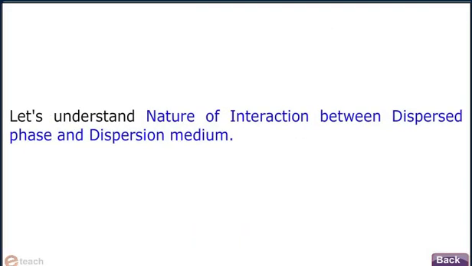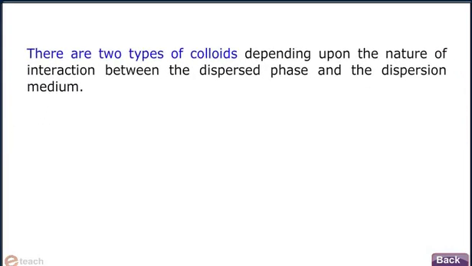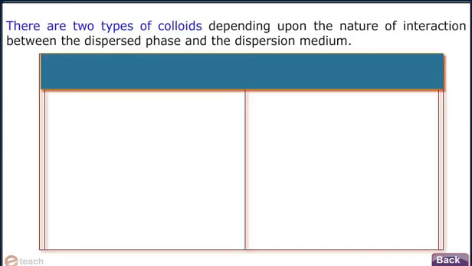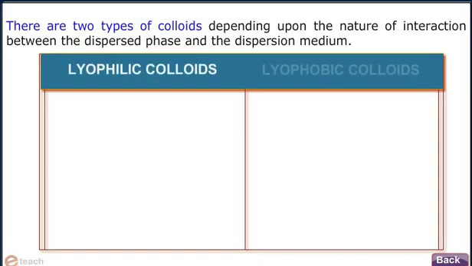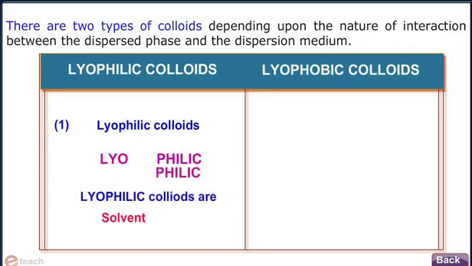Let us now understand nature of interaction between dispersed phase and dispersion medium. There are two types of colloids depending upon the nature of interaction between the dispersed phase and dispersion medium. The first one is lyophilic colloid and the second one is lyophobic colloids. Lyophilic is made up of lyo plus philic, and lyophobic is made up of lyo plus phobic.